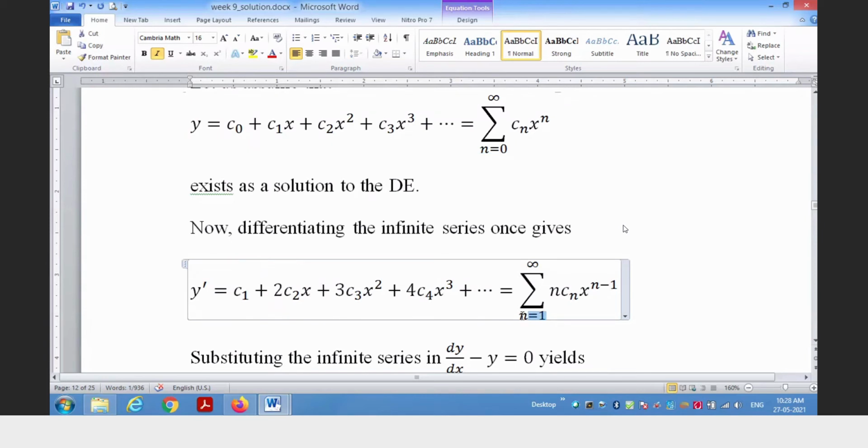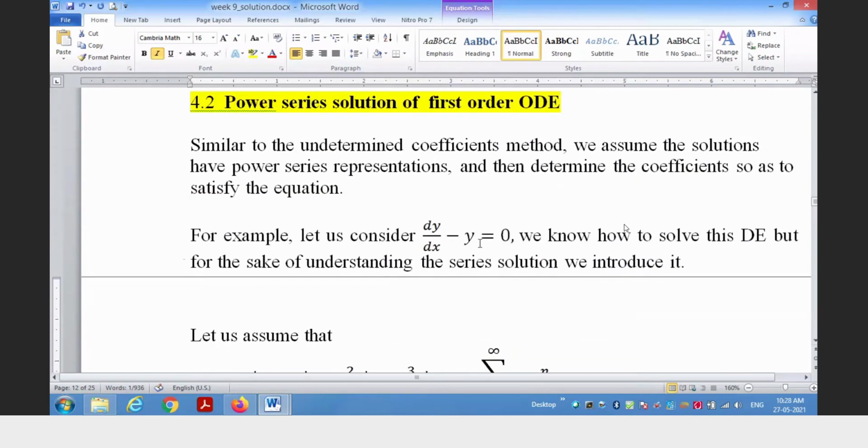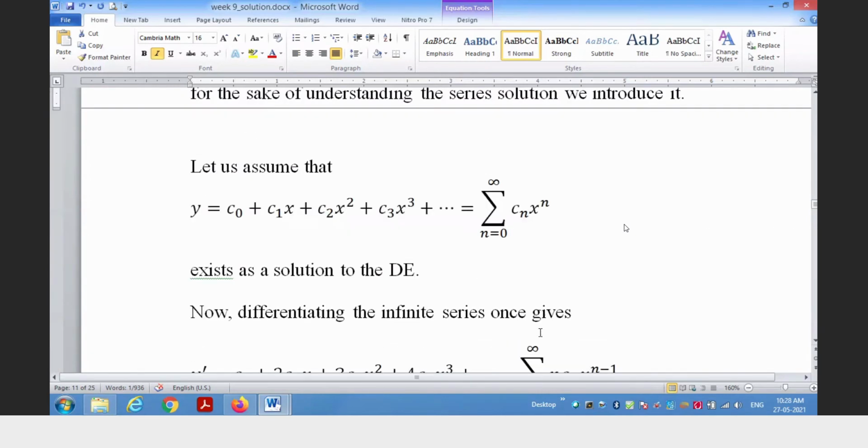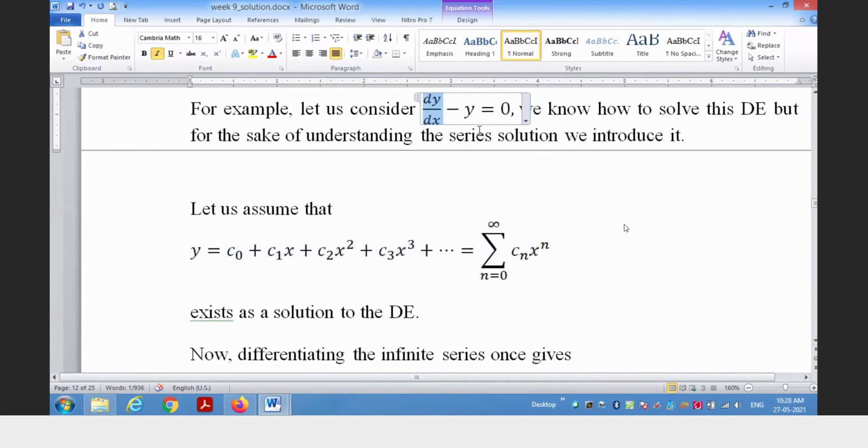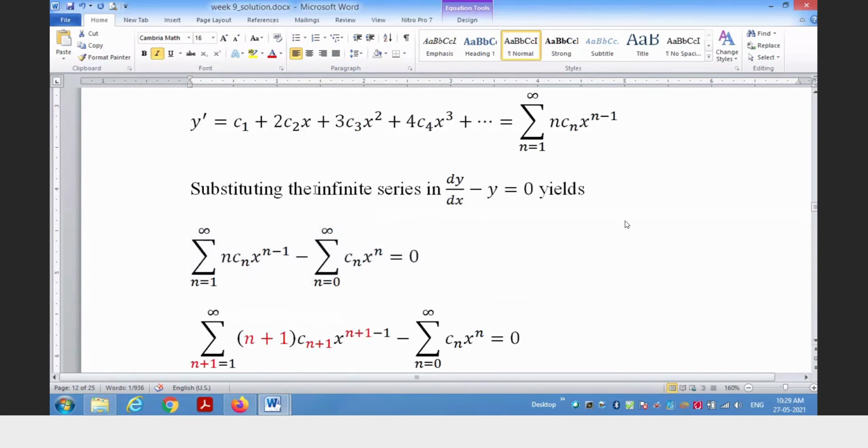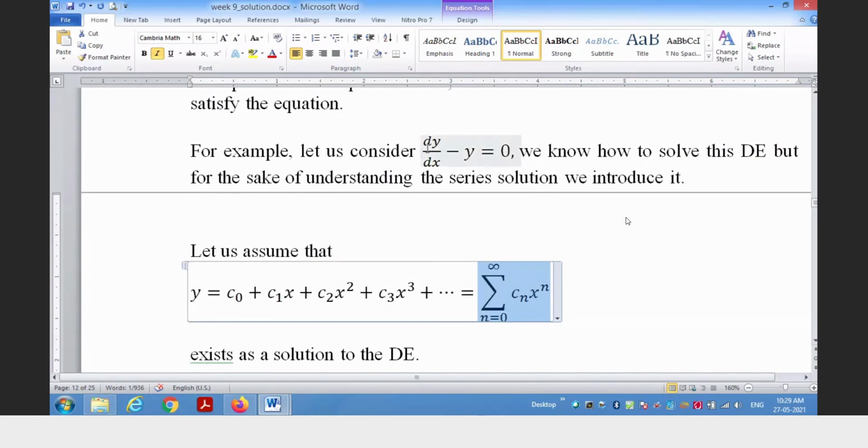Okay, we start with 1. So we write y prime, which is the derivative of y, in terms of series. So you replace this dy with this series, and this y with this series. So now we will get dy/dx minus y equal to 0.